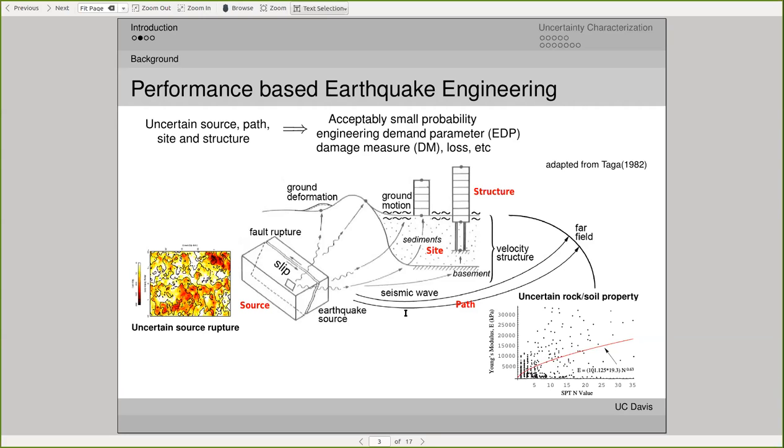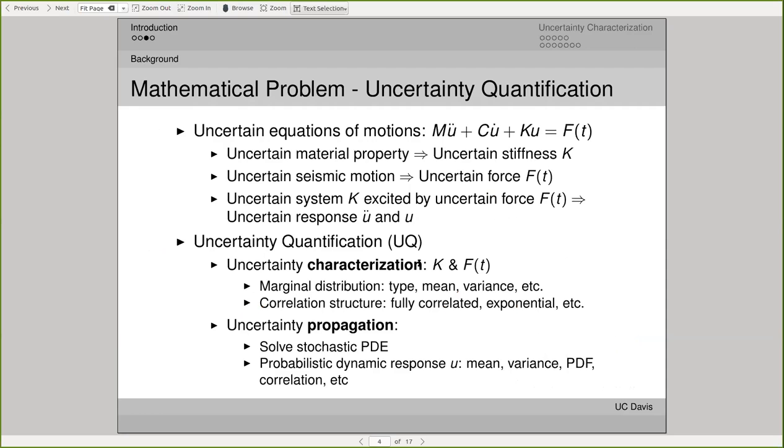And you want to design or analyze your engineering system to have an acceptably small probability of exceeding an engineering demand parameter, damage measure, or loss. For example, a typical engineering demand parameter that we use might be the interstory drift of different floors of your building. In order to solve such a problem, we can describe it mathematically as uncertainty quantification.